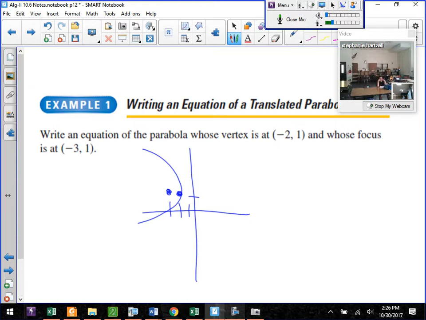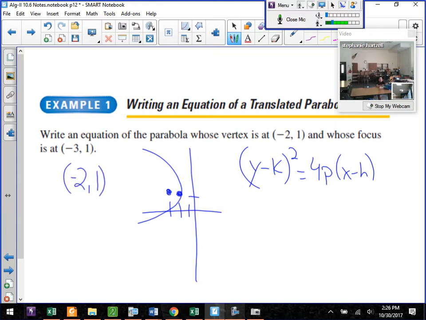So, which equation is it? The x squared or the y squared? It's the y squared, right? Okay, yeah. So I'm saying y minus k quantity squared is 4p times x minus h. All right. Well, what's your h and k? H is -2, and your k is 1. So we know already y minus 1 quantity squared equals 4p times x plus 2.